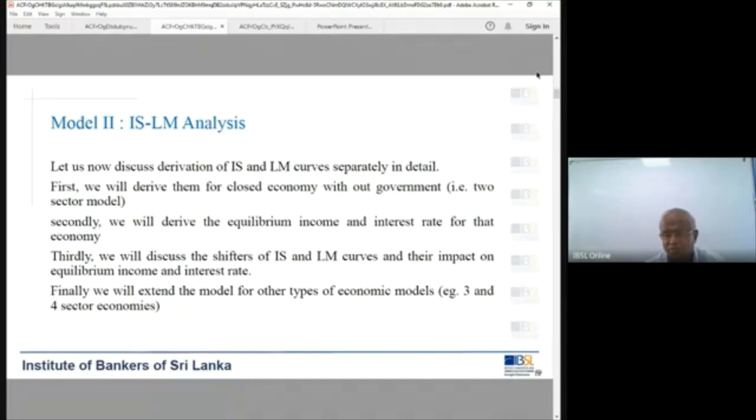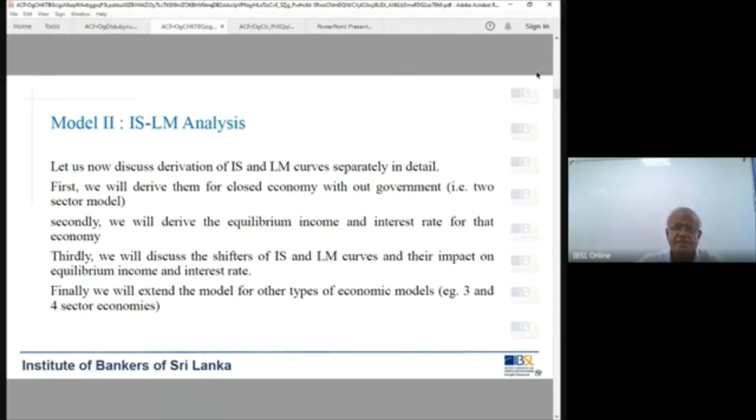Fiscal policy shocks affect the IS curve. Monetary policy shocks affect the LM curve. So accordingly, the IS-LM curves shift up or down. Then you can have another general equilibrium, R naught and Y naught. Right. You know the summary. Let us now discuss derivation of the IS and LM curves separately in detail.